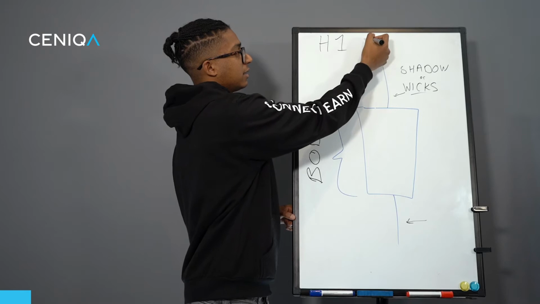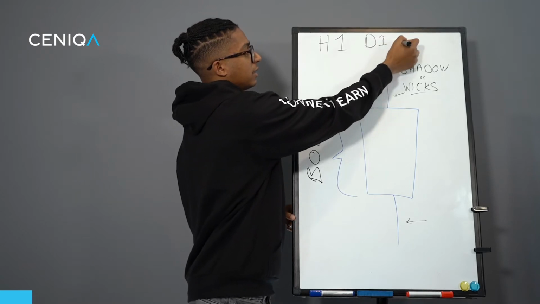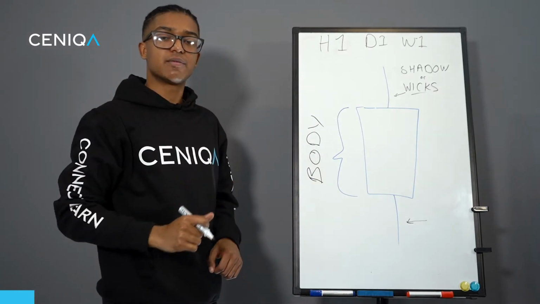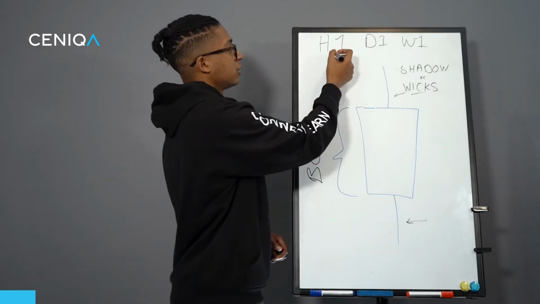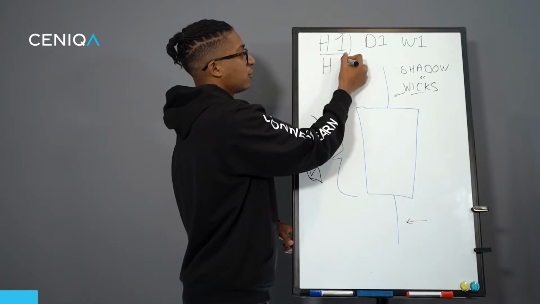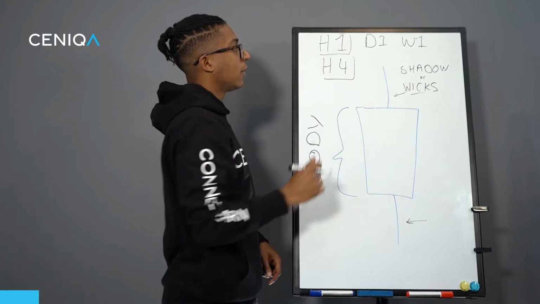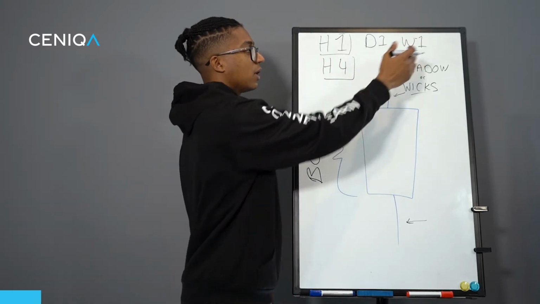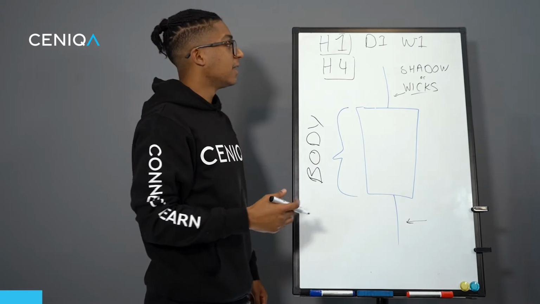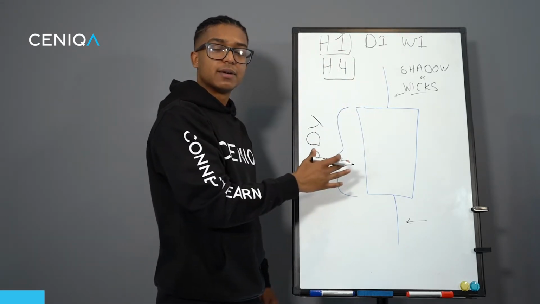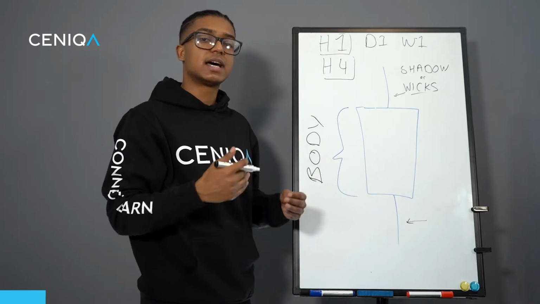Now on your chart, you may have also noticed there's H1, D1, W1, etc. These are the different time frames. You've got H1, which is 1 hour, or you've got, for example, H4, which is 4 hour. You may have D1, which is daily, or W1, which is weekly. Now when you select a time frame, each candle represents a given time frame.